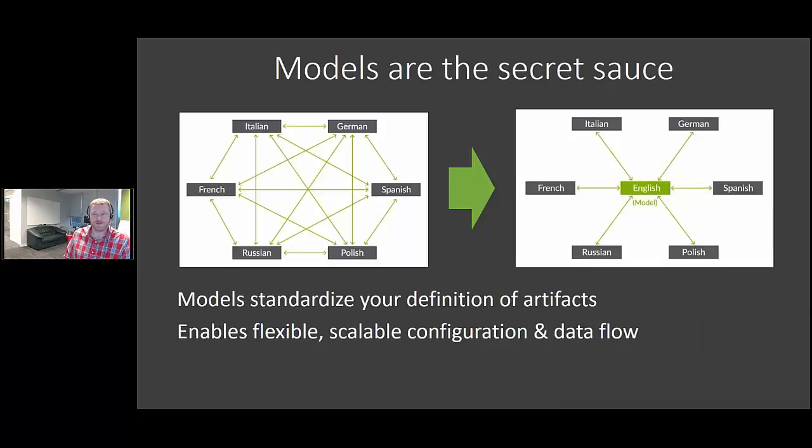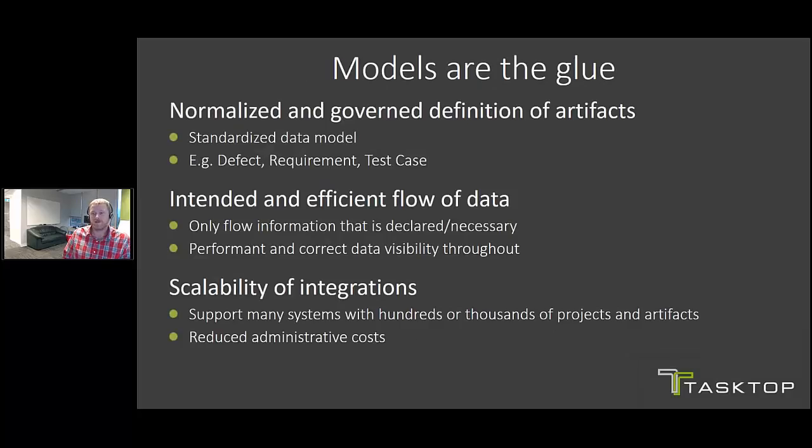The same thing is true within Integration Hub, that you end up with this normalized definition of an artifact. You have a model that can be just a defect model. It's really there to help you have this efficient flow of data, so that you can decide what information you want in your model, and then on top of that, you can decide what information you want to flow, and how, in each of your different integrations. So what this really does is it provides you with the scalability of integrations, because now you can have hundreds or thousands of projects within that collection that are all mapping to a common model, and then you can use that model to build out those integrations that you're actually interested in between the different systems. And in the end, it reduces your overall administrative costs.